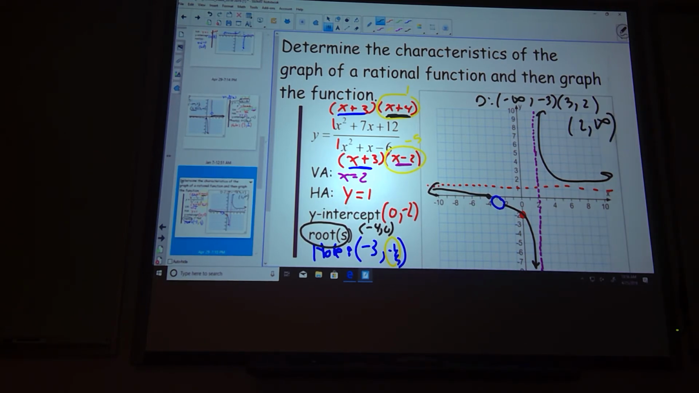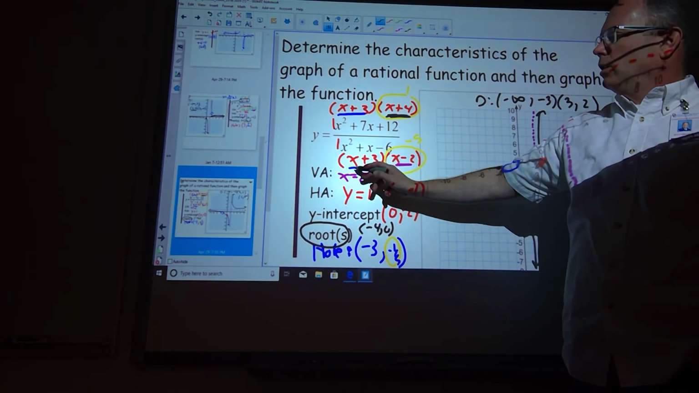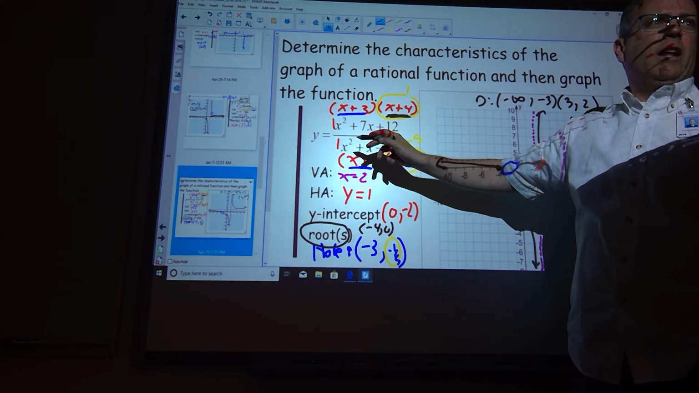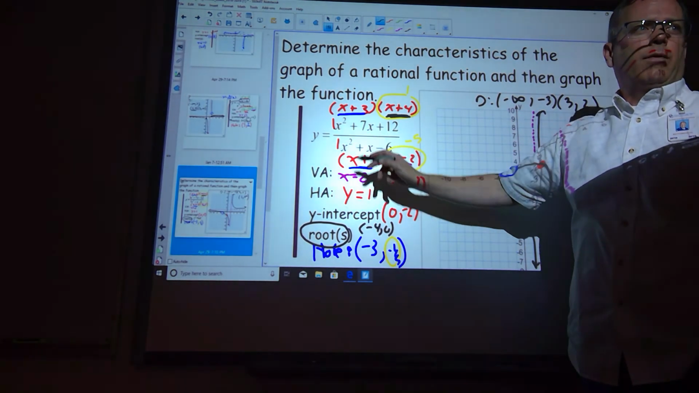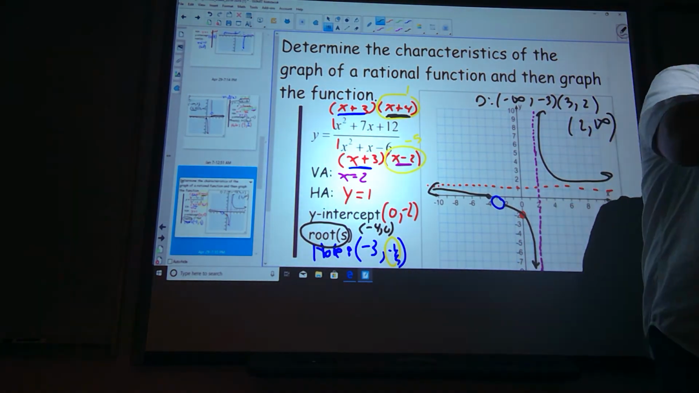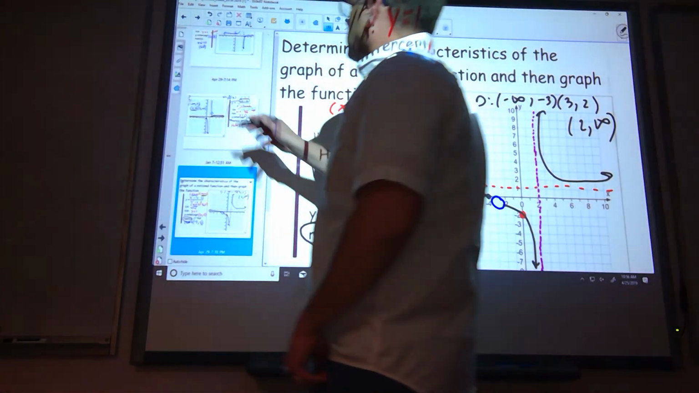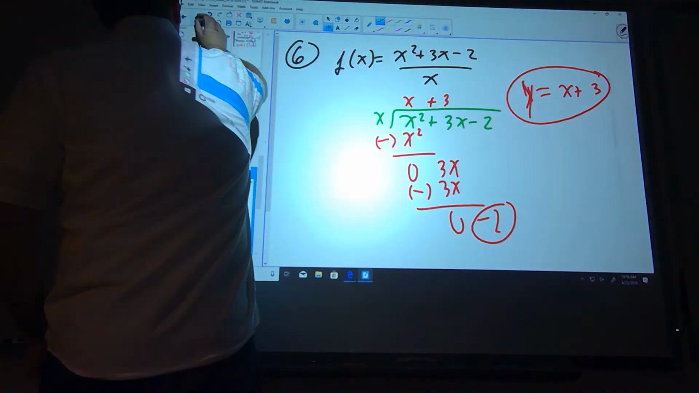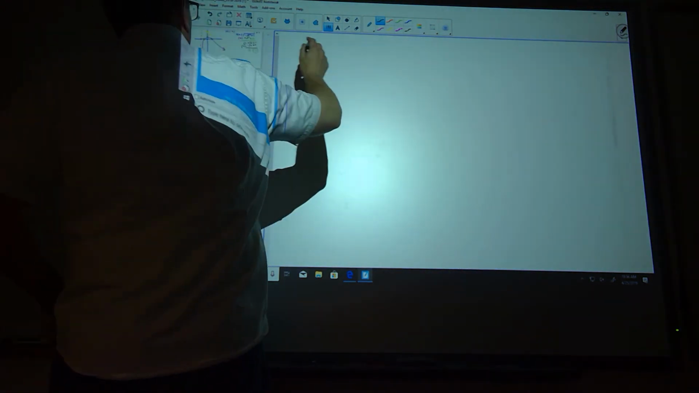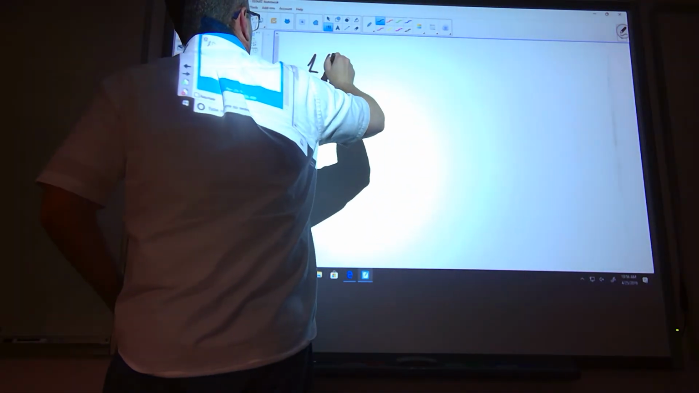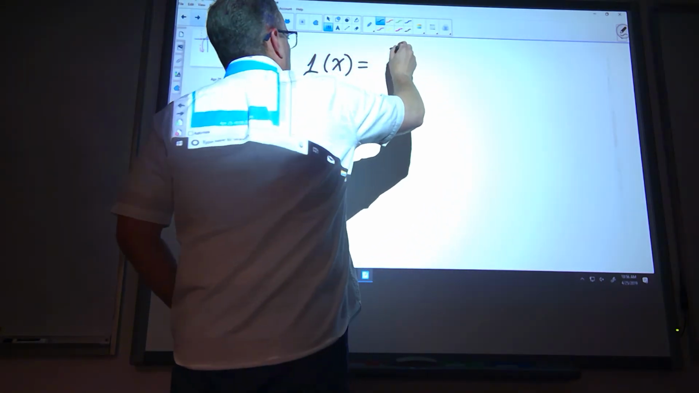You have 4 minutes. What else can I help you on? Do you want me to write down all the rules? Yeah. How did you get the -3 for the hole? Because these matched, right? So you set it equal to 0. Oh, okay. So -3. Okay. Horizontal asymptote. No horizontal asymptote where it's x squared on top. I missed it. Oblique asymptote.